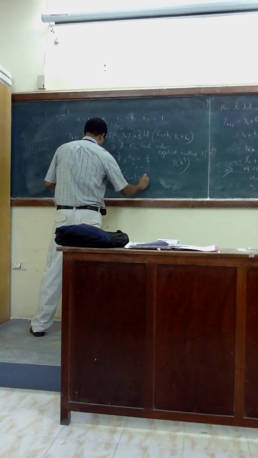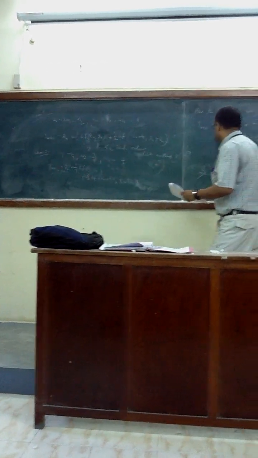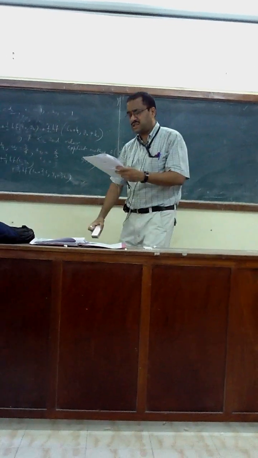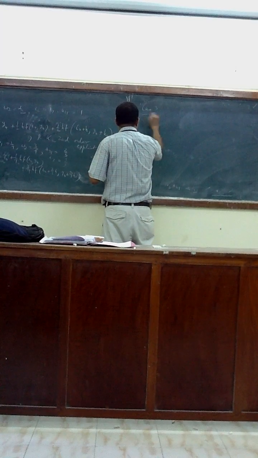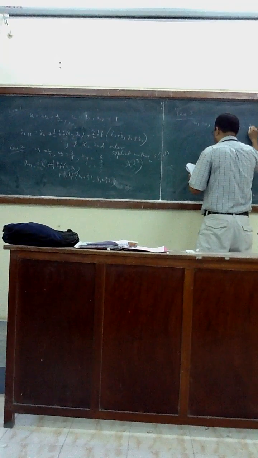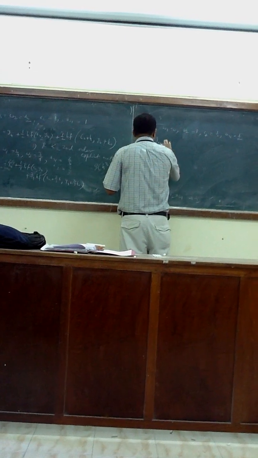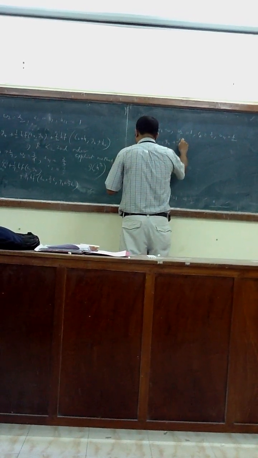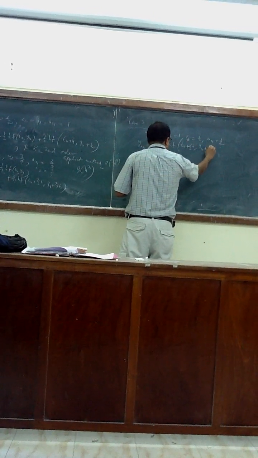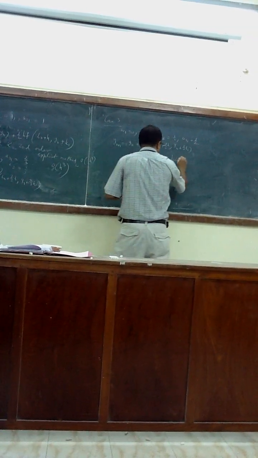Last case I will do, which is case 3. W1 equals 0, W2 equals 1, C2 equals half, A21 equals half. You get Yn plus 1 equals Yn plus hF(tn plus half h, Yn plus half K1), which is called the midpoint predictor-corrector scheme.